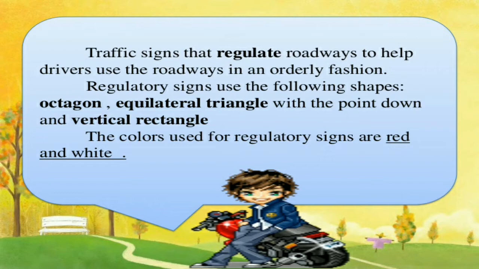The traffic signs that regulate roadways help drivers use the roadways in an orderly fashion. Regulatory signs use the following shapes: octagon, equilateral triangle with the point down, and vertical rectangle. The colors used for regulatory signs are red and white.